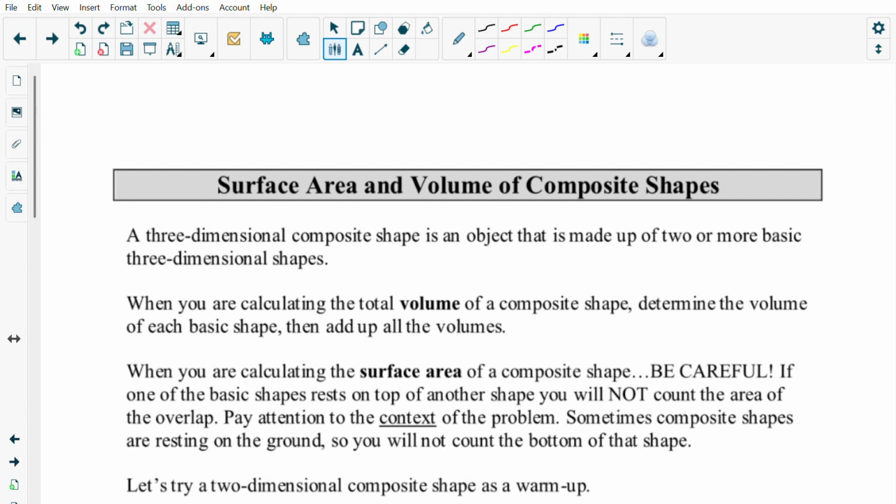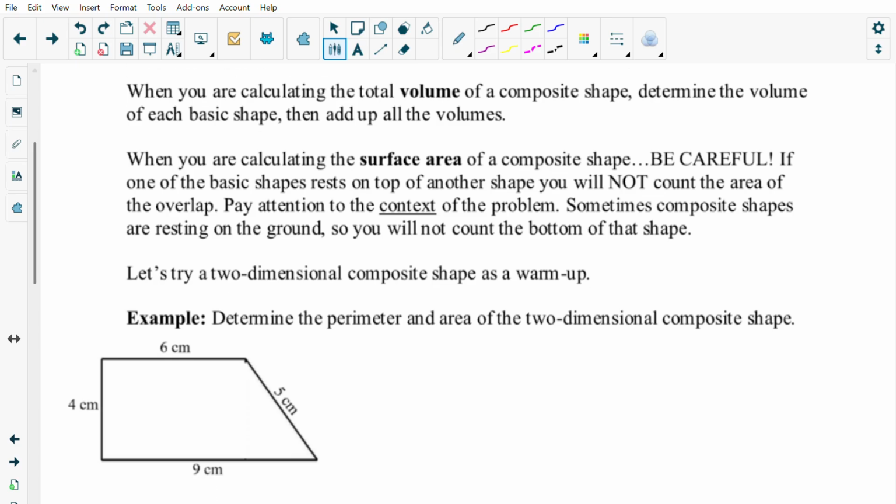So you're going to get some really weird looking shapes, right? Or you might even get shapes like, hey, I've seen that before in real life. When you're calculating the total volume of a composite shape, very straightforward: determine the volume of each basic shape, then add up all the volumes. That's it. When you're calculating the surface area of a composite shape, be careful.